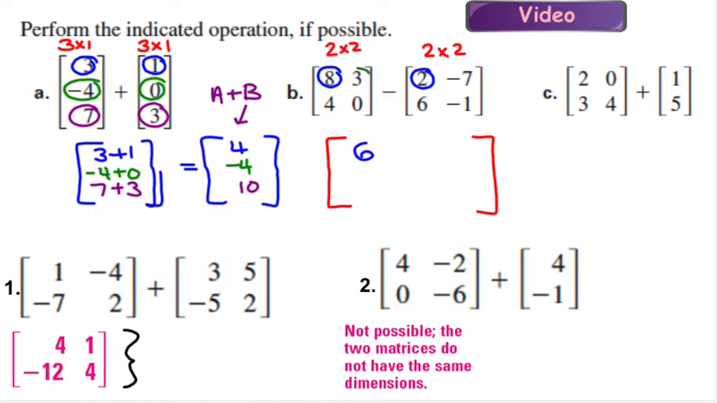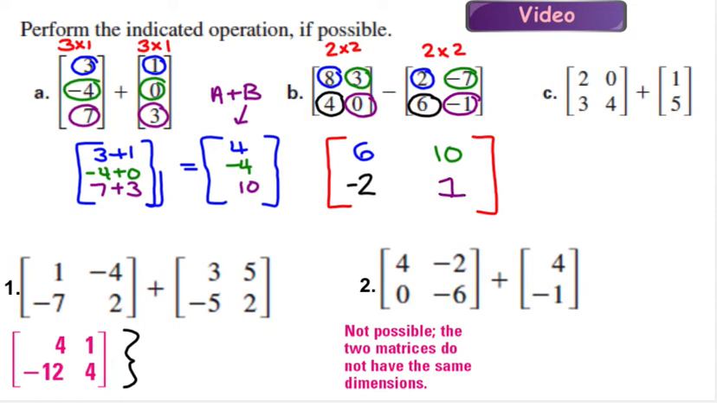Now I'm going to go up to the second element of that first row. 3 minus 7, so that's going to turn to a plus, so 3 plus 7 is 10. I'm going to go down to the bottom row, the first element, so 4 minus 6 is negative 2. And the last element is 0 minus negative 1, so that'll turn to a plus 1.